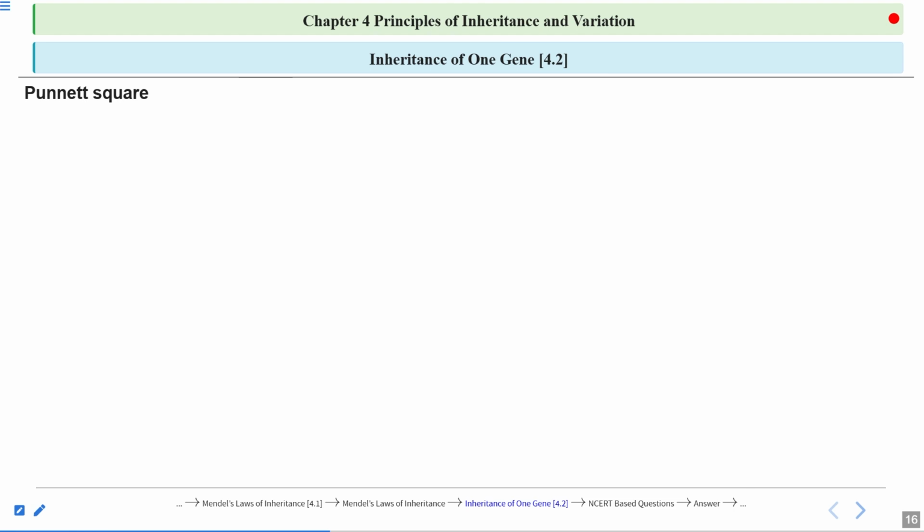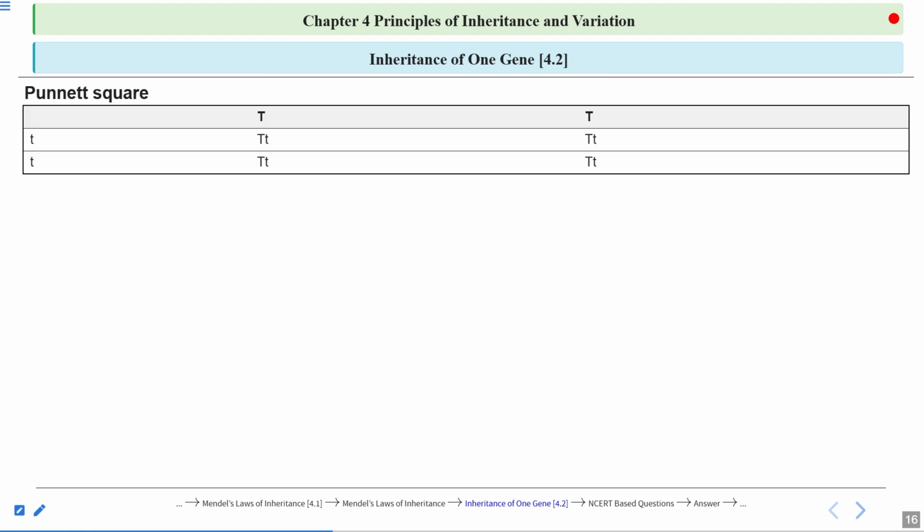We can make a Punnett square. Here you will write the gametes of one parent on one side, and on the other side, you will write the gametes of the other parent. Then you can make different combinations in the Punnett square. Here you can see what genotype you are getting. You are getting capital T and small t. So 100% of the F1 generation is capital T, small t. This is the heterozygous condition. Heterozygous condition is where dissimilar alleles are present. In homozygous, similar alleles are present.